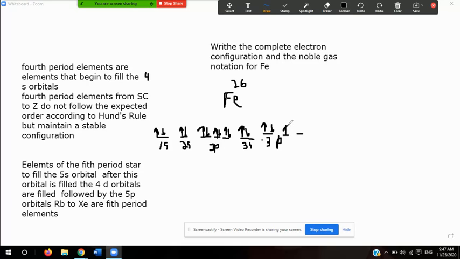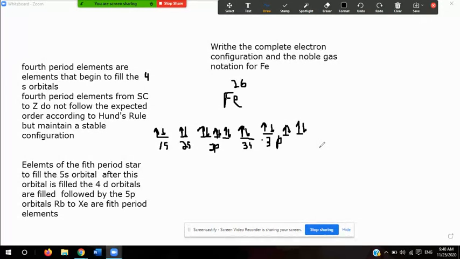Now, if you're getting a little confused, sometimes what I do is, as I'm doing the orbital notation, I'll go ahead and count the arrows, right? Of course, the arrows that represent the electrons, and I know I have 2, 4, 6, 8, 10, 12, 14, 16, 18, and I need 26. So that means I still have 8 more to go.